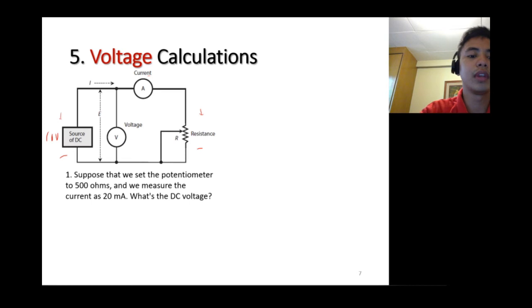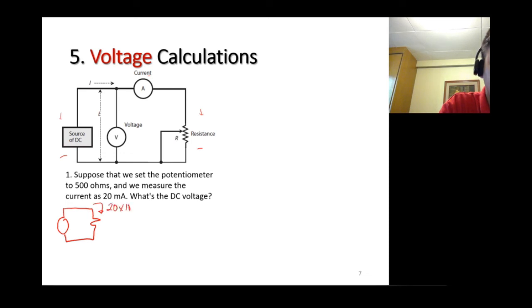Suppose that we set the potentiometer to 500 ohms and we measure the current as 20 milliamperes. What's the DC voltage? So we have a new value here: 500 ohms for the resistor. It's good to write the schematics, although we already have the drawing. So we have current instead of voltage given, 20 times 10 to the negative 3, and then we have 500 ohms. Now the problem is looking for voltage.